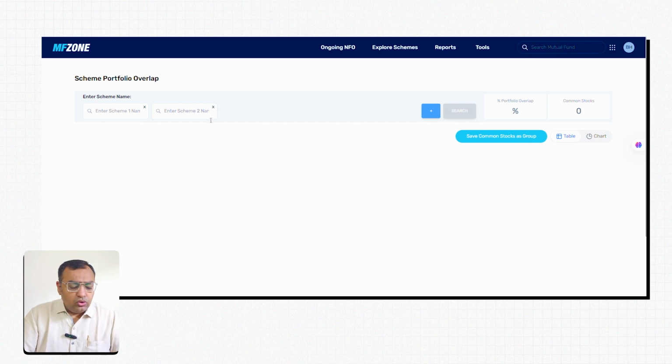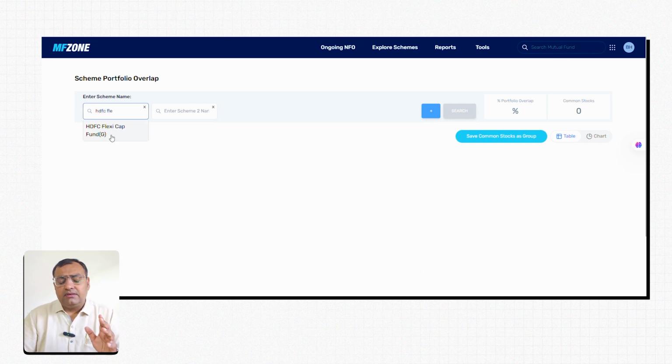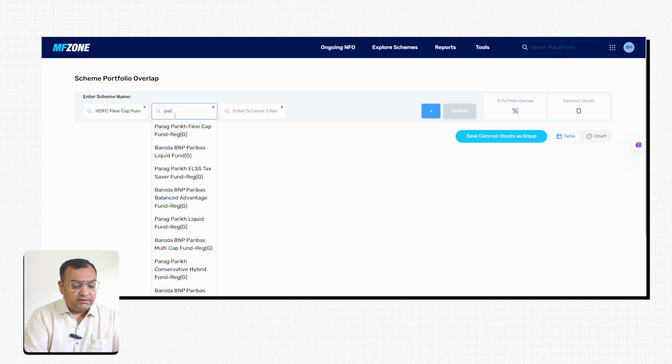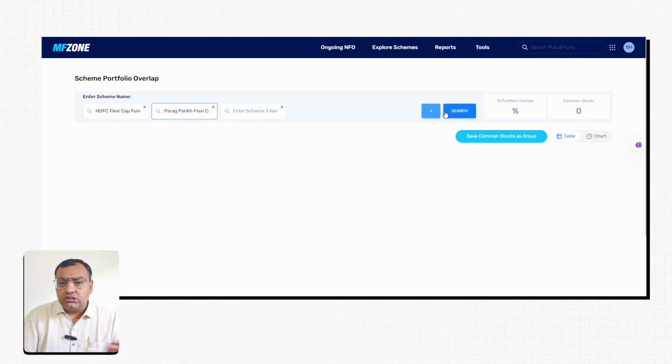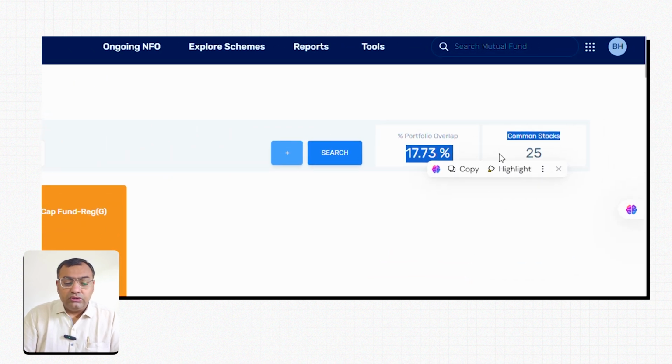I'll take 2 over here and say HDFC Flexi Cap Fund. A Flexi Cap Fund is one where the fund manager has the cushion to manage the weights between large cap, mid cap, small cap, or even micro cap. Then I'll select Parag Parikh Flexi Cap Fund, and if I click on search, you can see 17% of the portfolio is overlapping, around 25 common stocks.